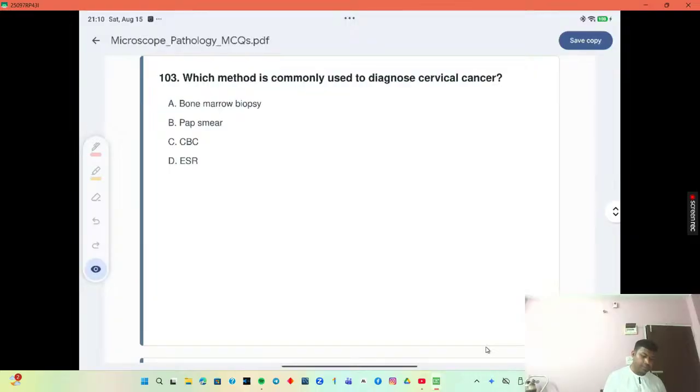So here the question is given as which method is commonly used to diagnose cervical cancer? Can you please help me to answer this question? The method which is used to diagnose cervical cancer is pap smear. Pap smear is a method which is commonly used to diagnose cervical cancer.